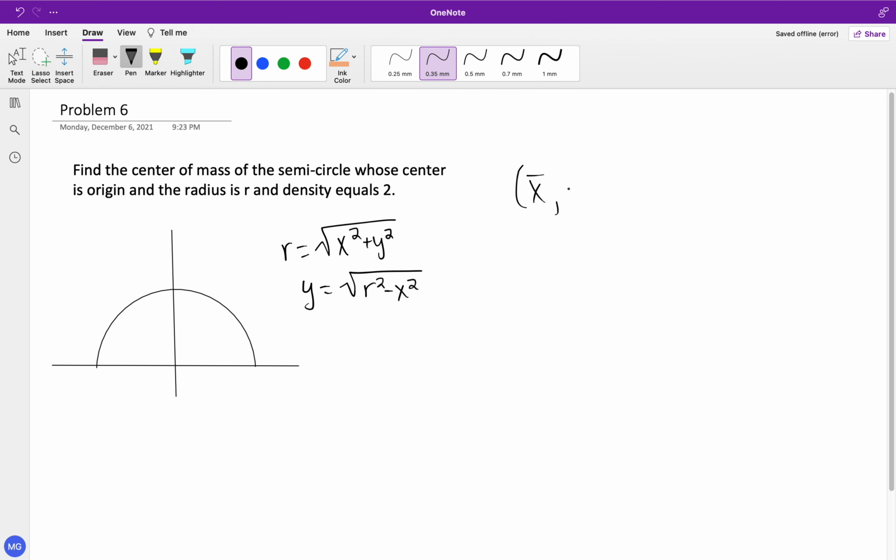We're trying to find the coordinates of the center of mass, so that will be x bar, comma, y bar. And here we know that x bar is going to be 0 because it is symmetrical, and when it's in equilibrium, it will be x equals 0.